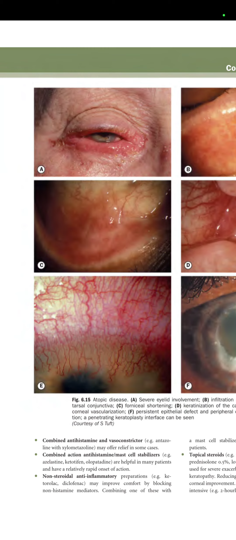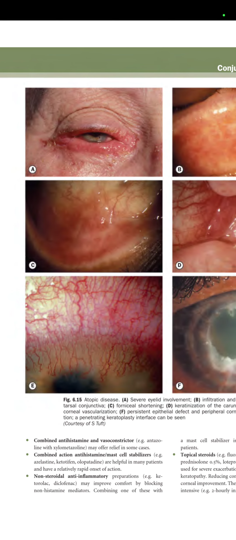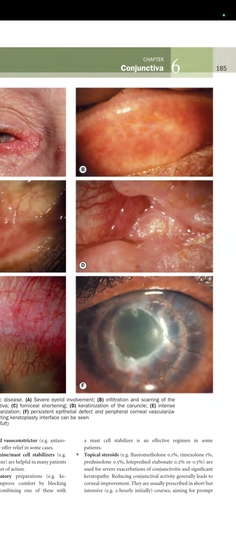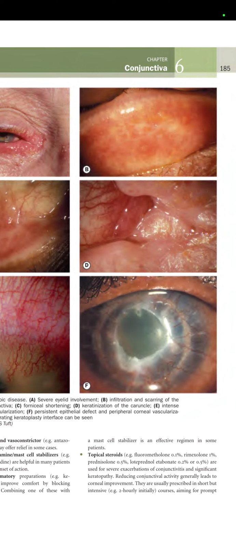Combined antihistamine and vasoconstrictors, for example, antazoline with xylometazoline, may offer relief in some cases. Combined action antihistamine or mast cell stabilizers, for example, azelastine, ketotifen, and olopatadine, are helpful in many patients and have a relatively rapid onset of action. Non-steroidal anti-inflammatory preparations, for example, ketorolac, diclofenac, may improve comfort by blocking non-histamine mediators. Combining one of these with a mast cell stabilizer is an effective regime in some patients.